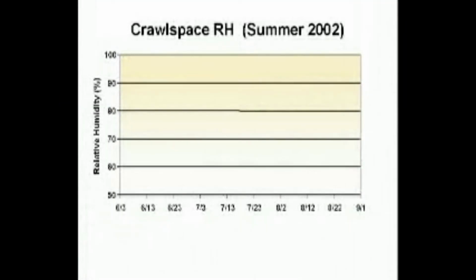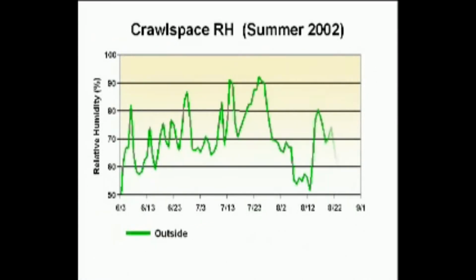We can use this graph to compare relative humidity conditions for the summer of 2002. The first line to draw in on the graph is the outdoor conditions. Since this test site is in the hot and humid climate area of eastern North Carolina, it's not at all surprising to see that outdoor humidity levels stayed high most of the summer.